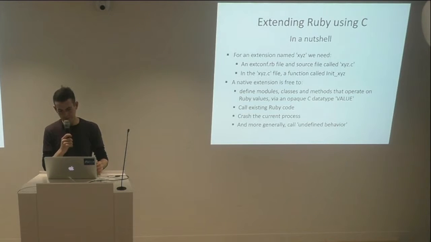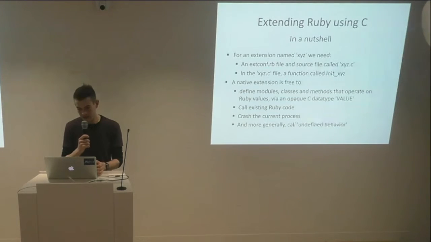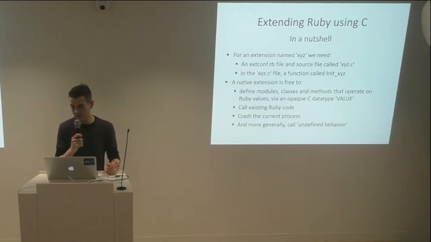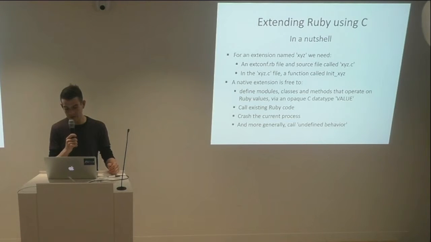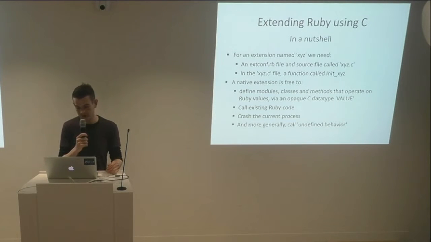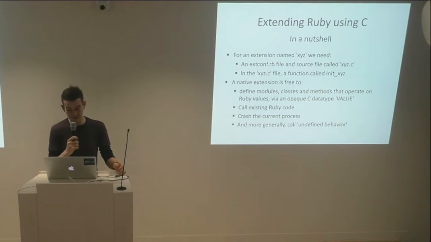I feel like I've summarized most of this, but for an extension called XYZ, we need extconf.rb. We need a source file called xyz.c, and that should provide the Init function. Now, to sum up what a native extension can do, it can define modules, classes and methods that operate on Ruby values.